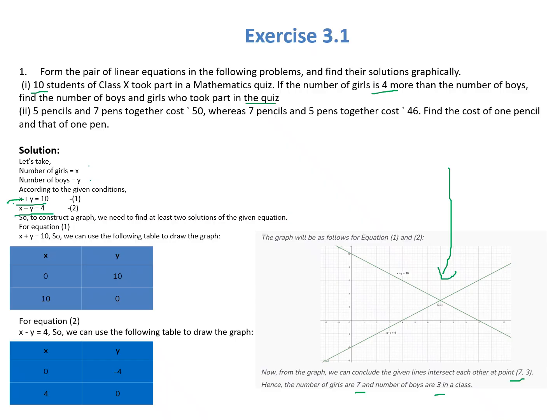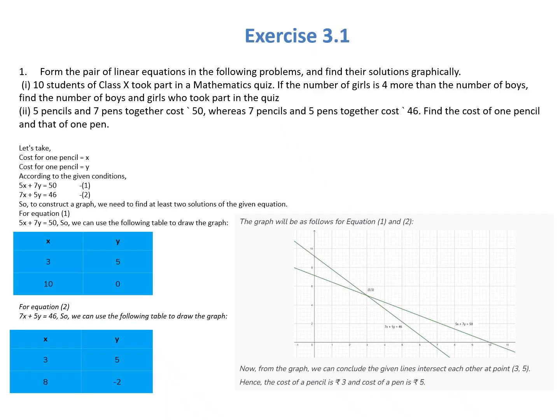So we'll move to the next question then. Okay, so the second question is that 5 pencils and 7 pens together cost 50, whereas 7 pencils and 5 pens together cost 46. So find the cost of each. This is also a simple one. So let's assume that the cost of one pencil is equal to x and the cost of one pen is equal to y.